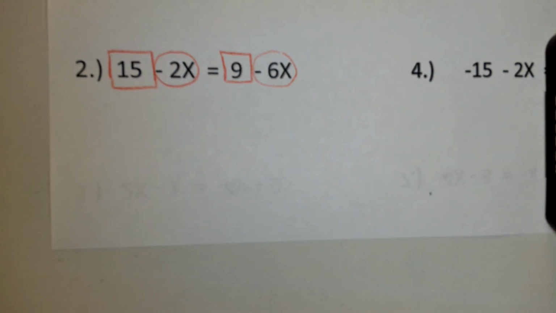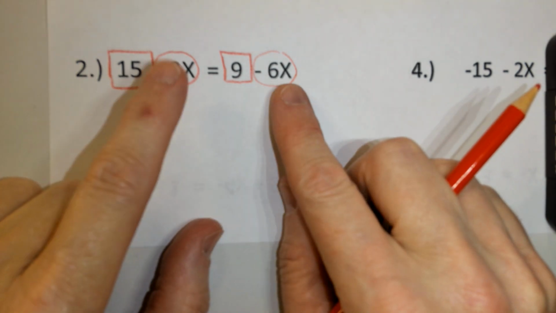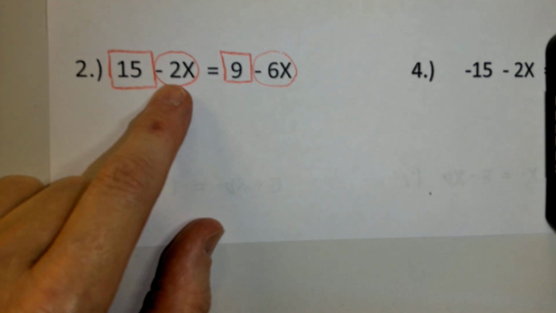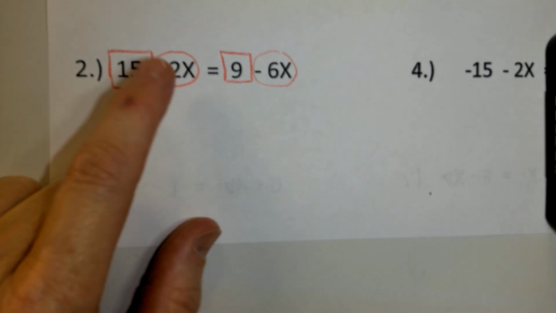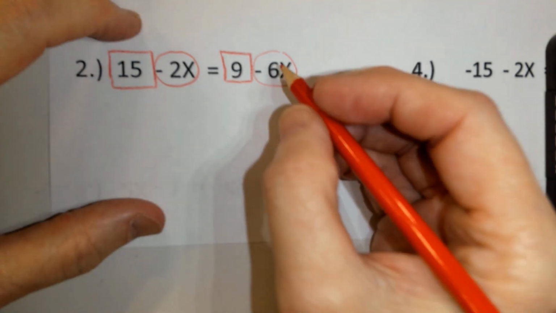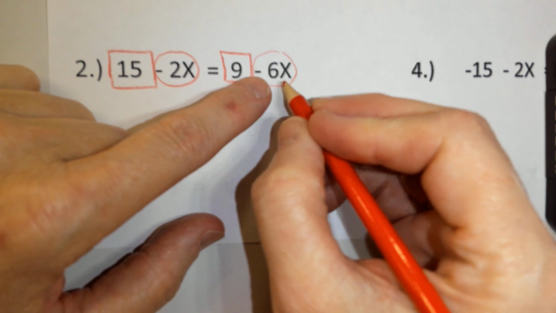Okay. Now, on this first step, you have to decide which of these two coefficients is the least. Okay? So, which is least, -2 or -6? -6. Okay. So, this is where we're going to start. So, you're going to put your finger here.